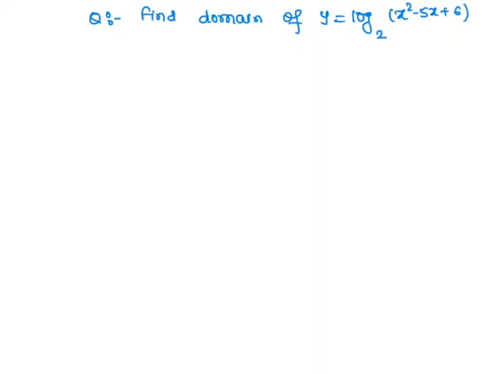Today we will start the problems based on logarithm. The first problem is domain problems. If this is a logarithm function, we have to find out the domain. We know a logarithm function is defined if the argument is greater than 0. So x squared minus 5x plus 6 should be greater than 0. And the base should be greater than 0 and not equal to 1.